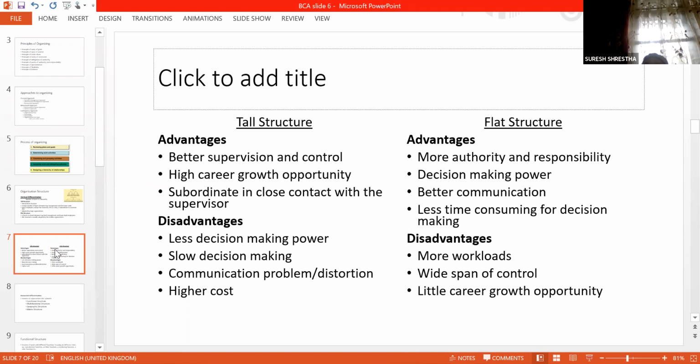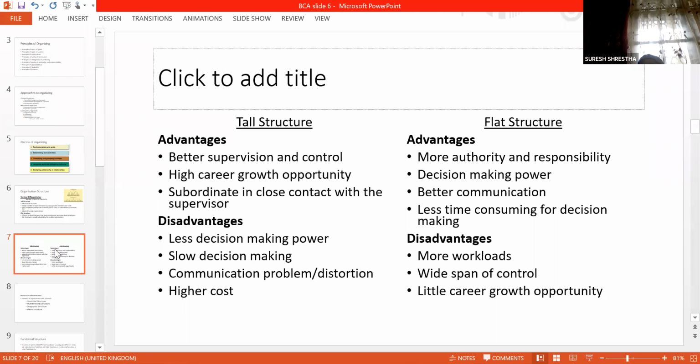Tall structure मा चाहिँ त्यो subordinate र supervisor को contact चाहिँ राम्रो हुन्छ. Whereas in flat structure, there are too many people, one person is supervising भने, then the contact is not as good as in the case of tall structure.